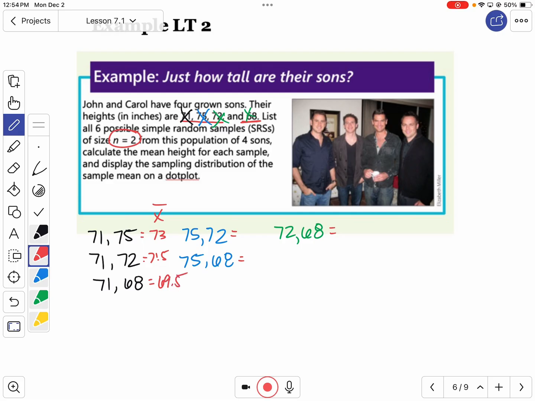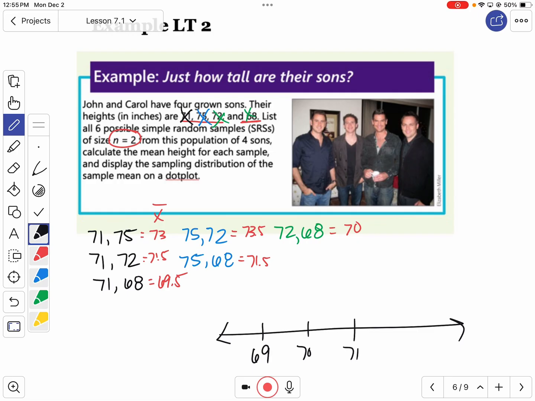69.5, 73.5, 71.5, and 70. And I trust you can put them on a dot plot, right? What would probably be the smallest number we'd need on my dot plot? 69. Yeah, 69, 70, 71, 72, maybe up to 74. And then we'd put our dots above it. So that's all it's going to ask you to do. That's a really straightforward one.